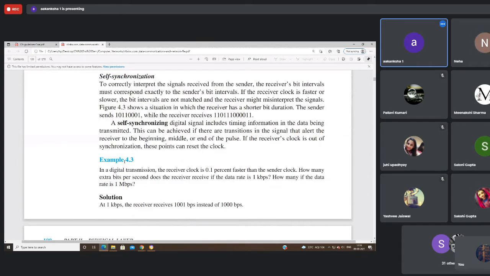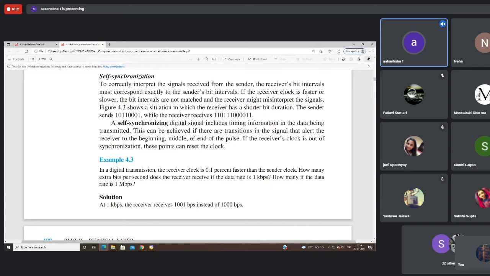Yes, ma'am. So a self-synchronizing digital signal includes timing information in the data being transmitted. We'll discuss some of the encoding schemes in digital signaling which use self-synchronization, so that there is no synchronization problem. Even if there is some flaw or fault on a temporary basis, and the clock is out of phase or not synchronized, then after a few bits it can also synchronize, and at least it can repair the error in communication. That is done in the coding schemes we'll discuss later in the next section.